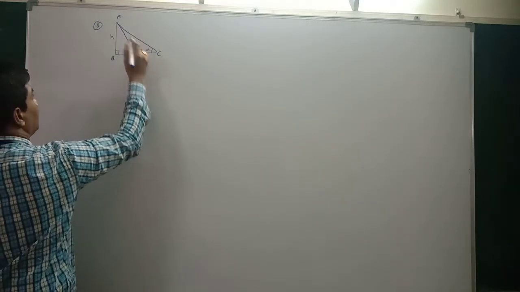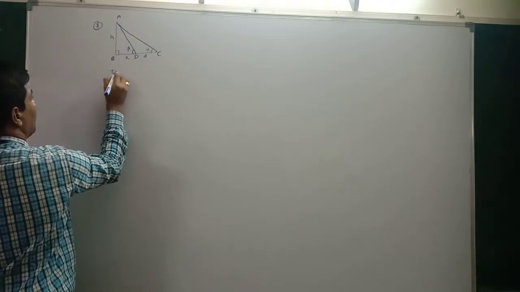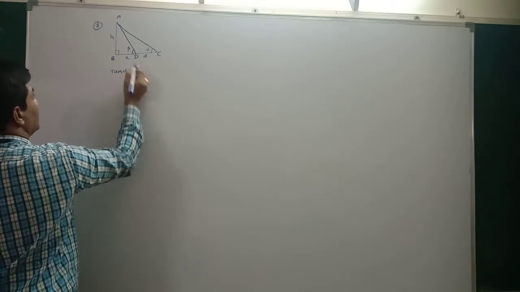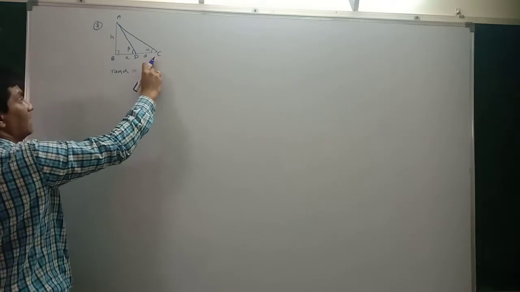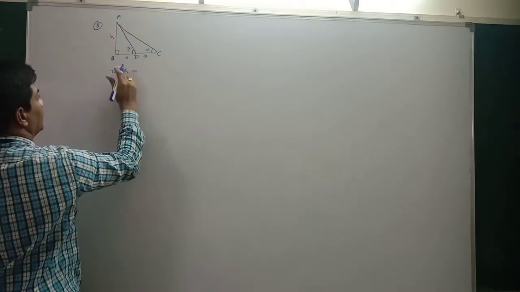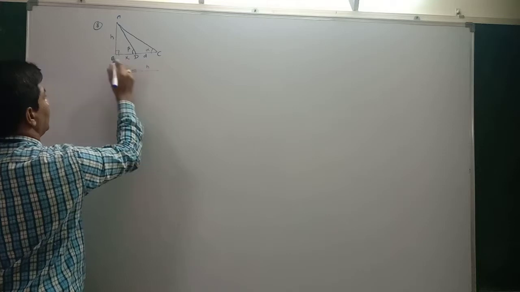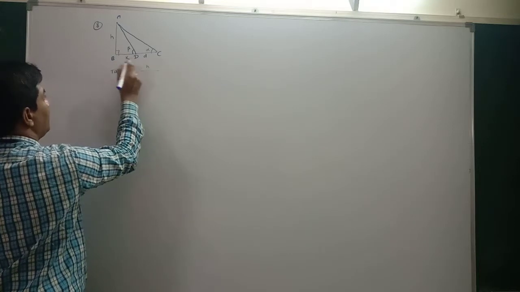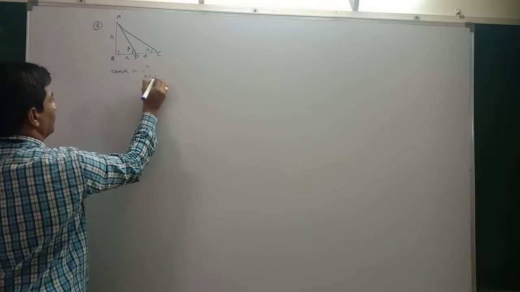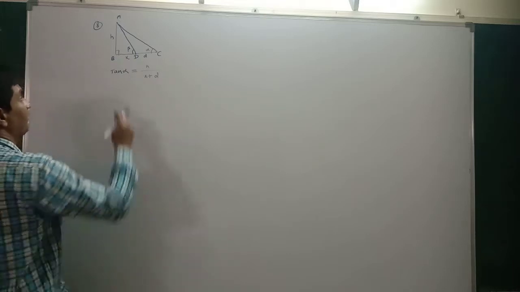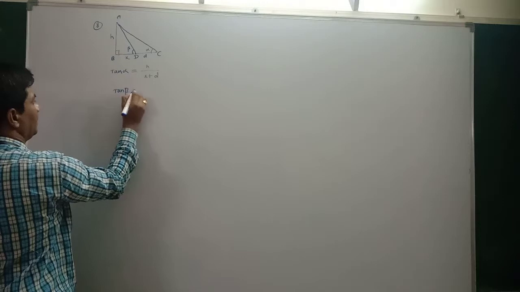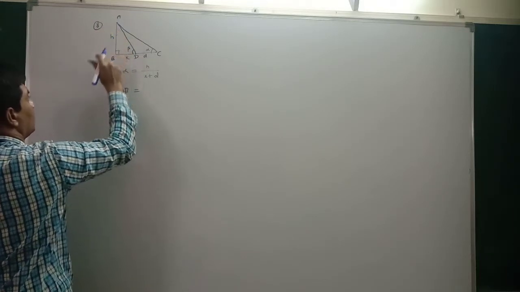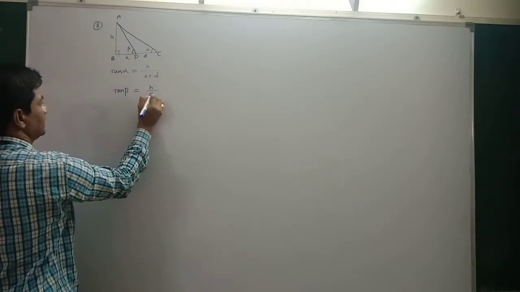So from this big triangle ABC, what is the value of tan alpha? In this big triangle, the angle of elevation is given as alpha. Tan alpha is opposite by adjacent. So this is h by adjacent, which is total BC, BD plus BC, x plus d. From the small triangle ABD, the angle of elevation is given as beta. Tan beta again is opposite by adjacent. This is h by x.